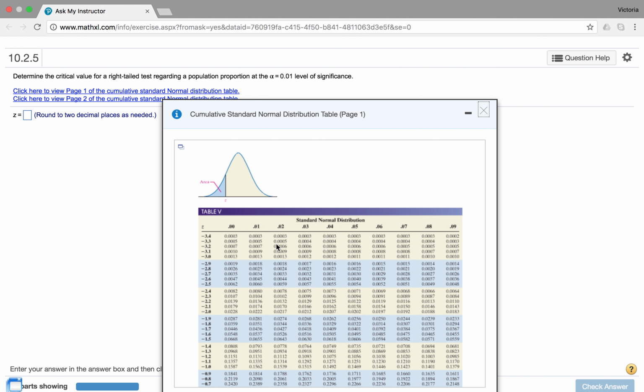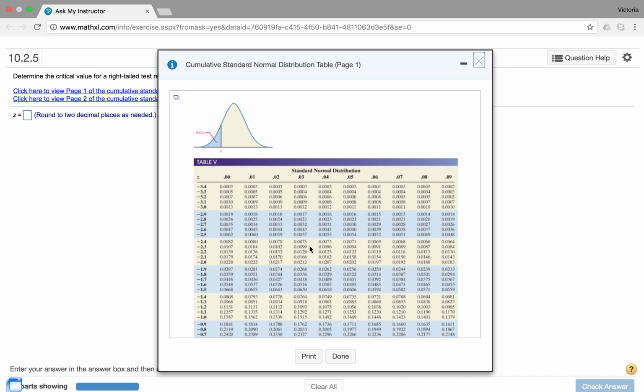So what I'm going to be looking for is the area as close to 0.01 as I can get in the middle of the table. I know that's difficult to see, but I'm looking through, and I want 0.01 and as close as I can get to that. So if I look through, I see 0.0107, 0.0102, 0.0099. So it looks like this is the closest I can get. 0.0102 is 0.0002 away, and 0.0099 is only 0.0001 away. So this is going to be my closest.